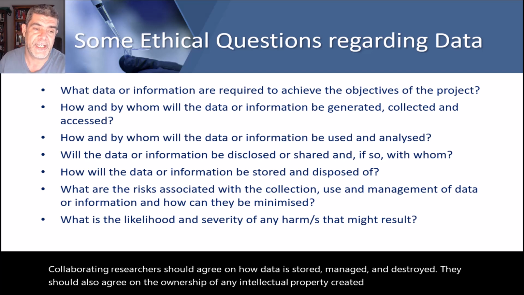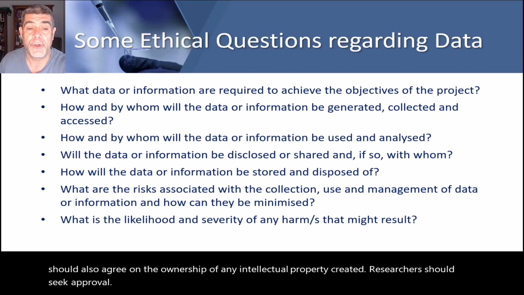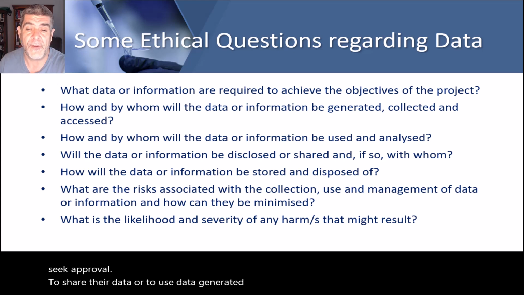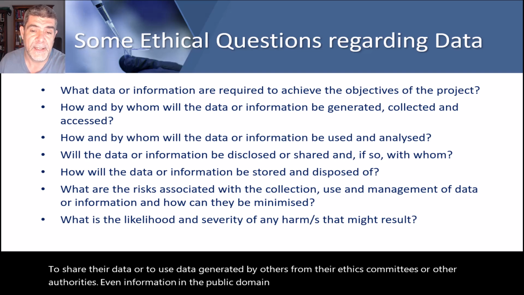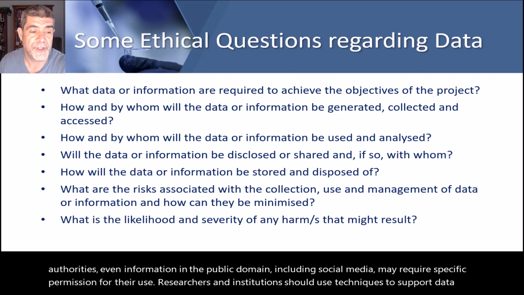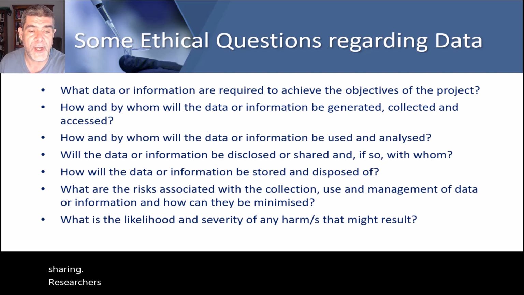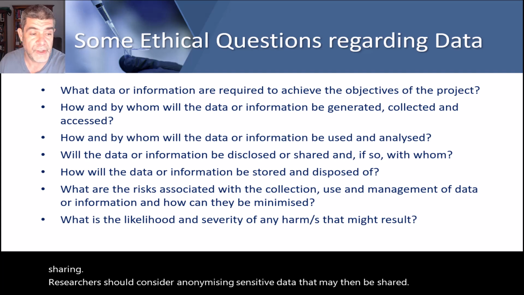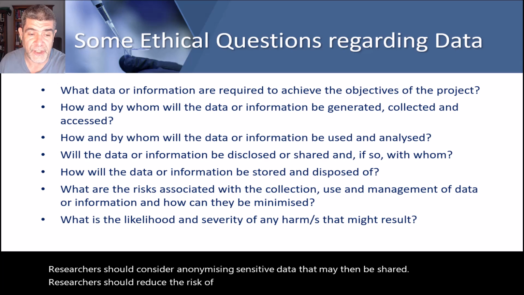Researchers should seek approval to share their data or to use data generated by others from their ethics committees or other authorities. Even information in the public domain, including social media, may require specific permission for their use. Researchers and institutions should use techniques to support data sharing. Researchers should consider anonymizing sensitive data that may then be shared. Researchers should reduce the risk of identification during the collection, analysis, and storage of data and information.